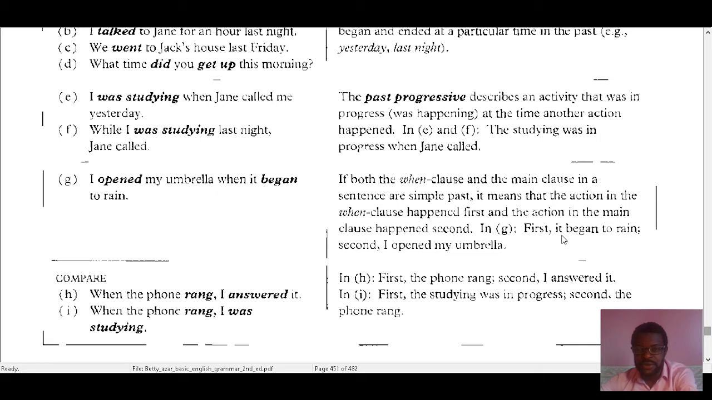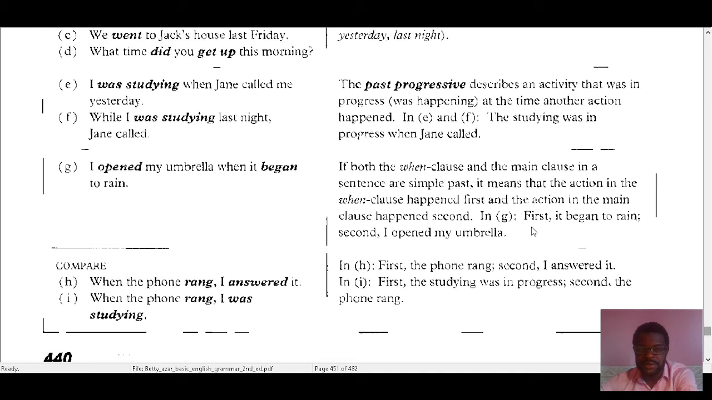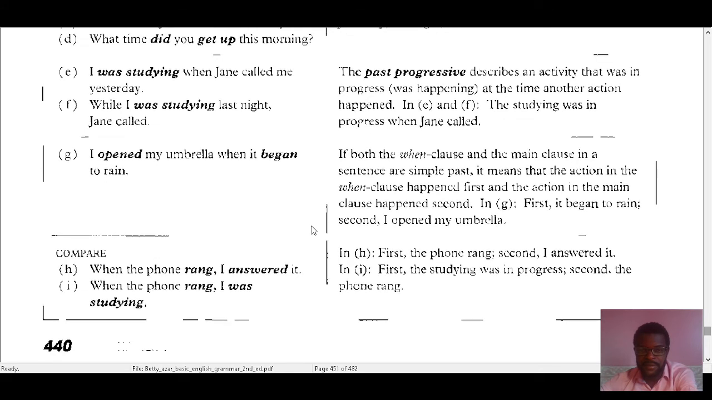In G, first, it began to rain. Second, I opened my umbrella. In G, I opened my umbrella when it began to rain. Okay, when it began to rain. So when, this is what we call the when clause or if clause.